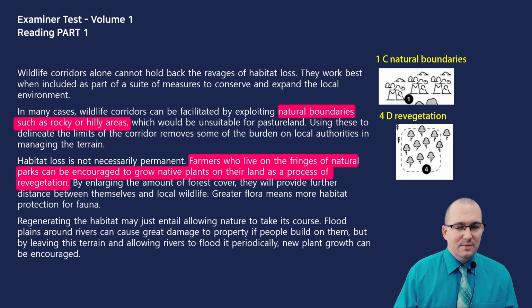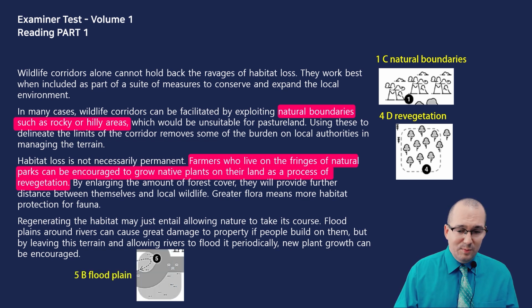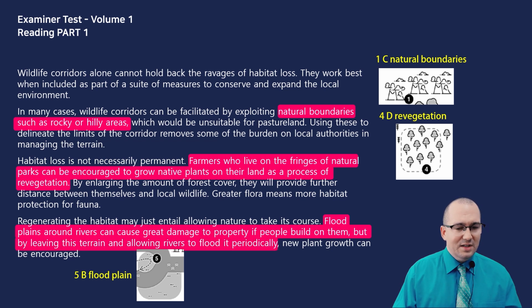And next we have floodplains, and if you already knew what a flood was, this makes it much easier. Flood is related to water, so it must be something next to the river. So we've got floodplains around the rivers can cause great damage to property if people build on them, but by leaving this terrain and allowing rivers to flood it periodically. There we go. We've got flood, we've got rivers, we've got the area circling around the river. So that one seems pretty obvious to find the answer.